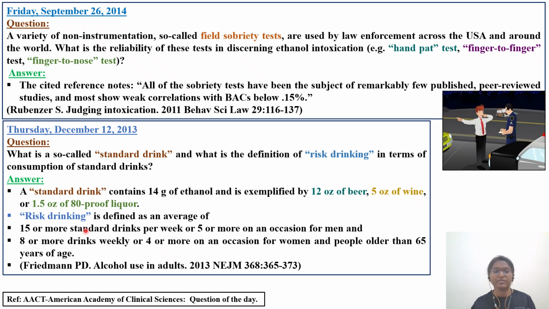Risk drinking, in men, is 15 or more standard drinks per week, or 5 or more on an occasion. In the case of women, or people who are older than 65 years of age, it is 8 or more drinks weekly, or 4 or more on an occasion. So this is the definition of risk drinking. These questions are discussed from the American Academy of Clinical Toxicology, that comes under question of the day.